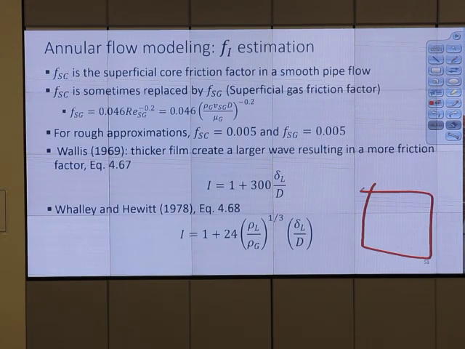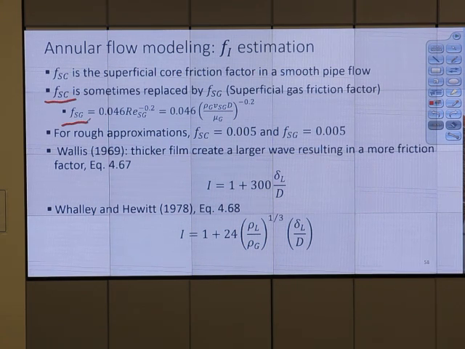f_SC is the superficial core friction factor, calculated by using not that formula; the formula will be given next. I actually showed you, right? f_SG, everything is defined up front. V_SG we can calculate, right? Rho_G and mu_G are given, so we can calculate f_SG. Sometimes we can replace f_SC by f_SG. Sometimes. For a rough approximation, you can use 0.005. Most of the time, you don't want to do that.